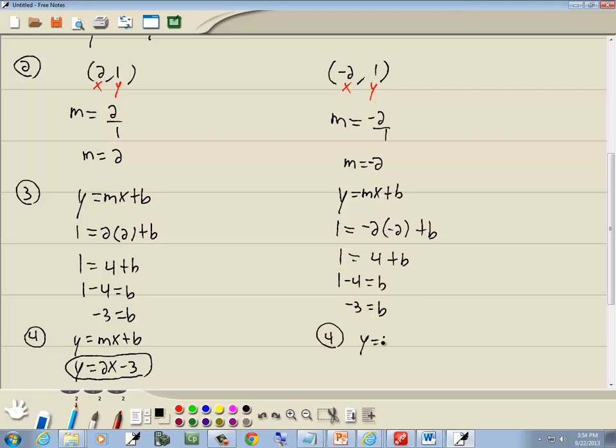Step 4. Write down our answer. So we'll plug in the m we found in step 2, which is negative 2, and we'll plug in the b we found, which was negative 3. So we get y is equal to negative 2x minus 3. And those are our two answers.